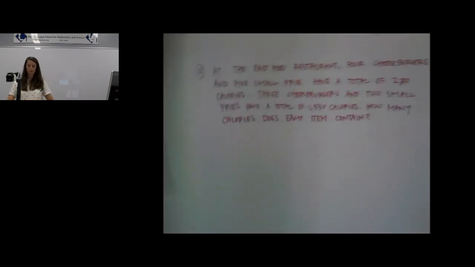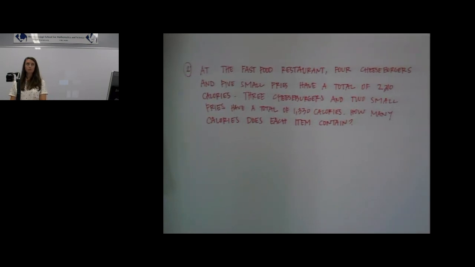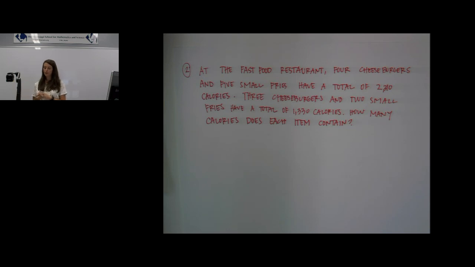All right, let's do another example. And then I think we're going to finish up word problems tomorrow. At the fast food restaurant, 4 cheeseburgers and 5 small fries have a total of 2,310 calories. 3 cheeseburgers and 2 small fries have a total of 1,330 calories. How many calories does each item contain? So take a moment and pause this video and write that out.